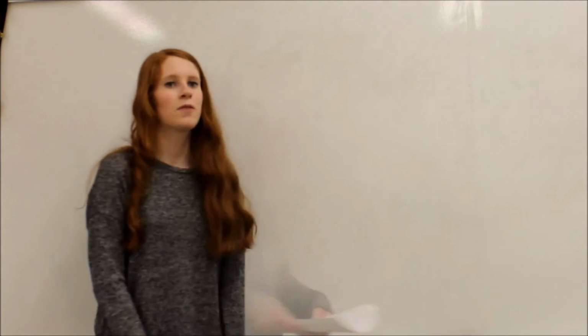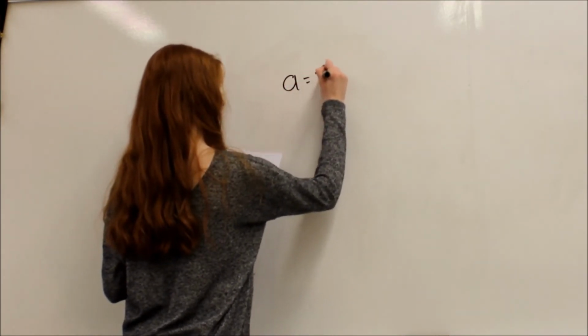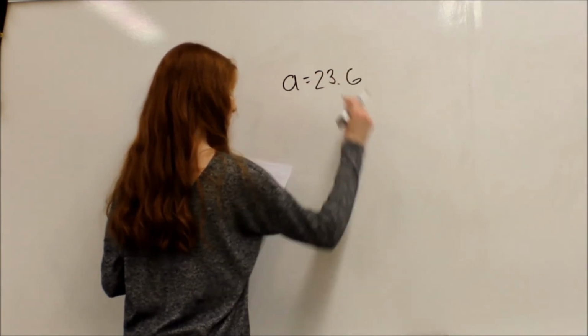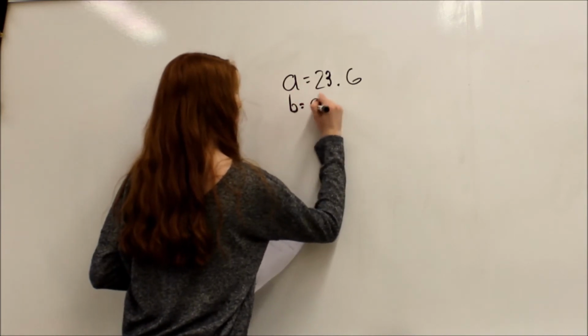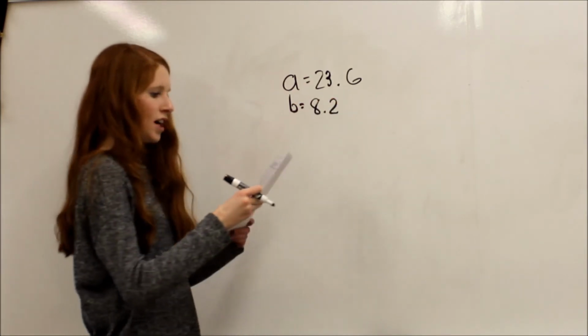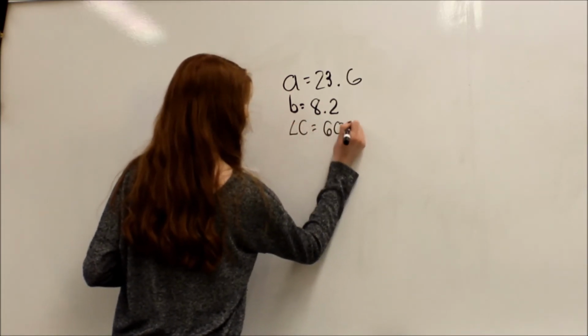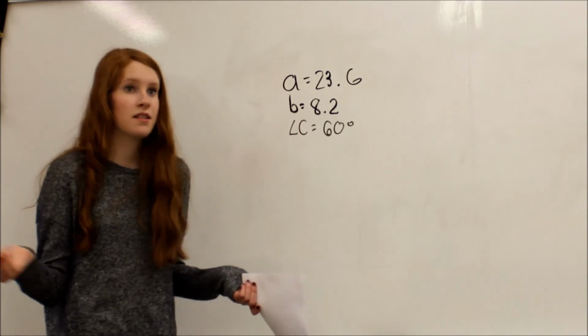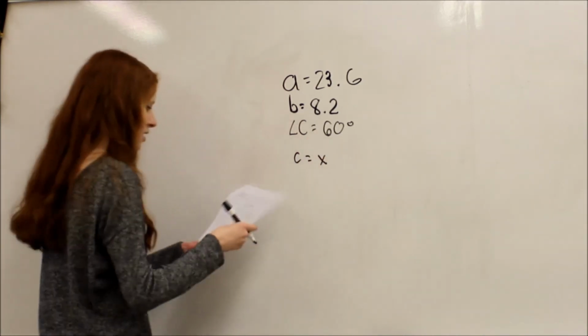So you don't only need to use the law of cosines to solve a whole triangle. If you just want to find one side or angle, you can also use it to find one part of a triangle. So if you're given a triangle where side A equals 23.6, where B equals 8.2, and where angle C equals 60 degrees, then you can just find side C. So C equals X.